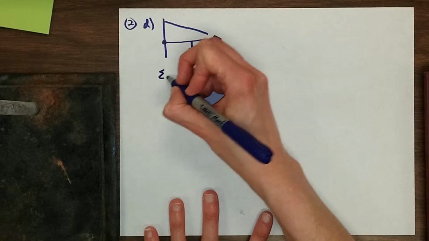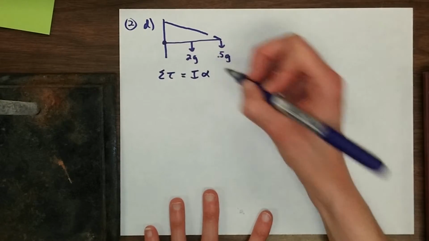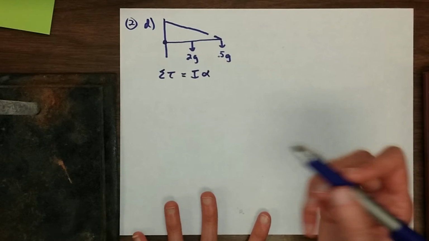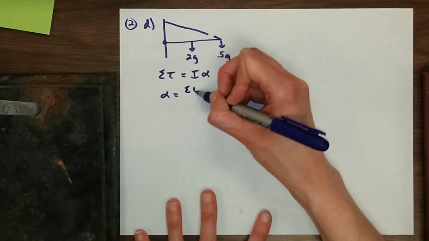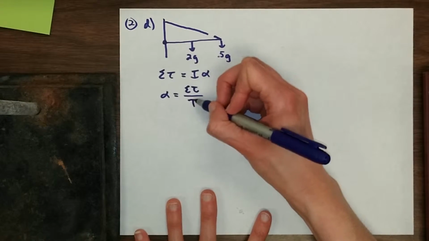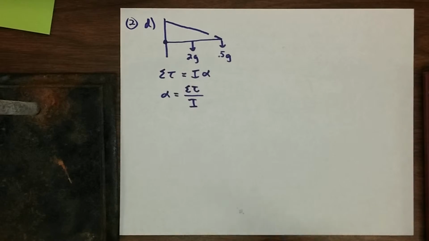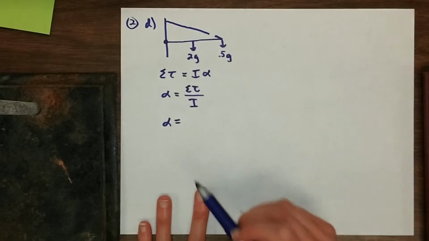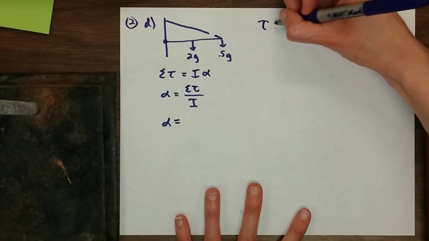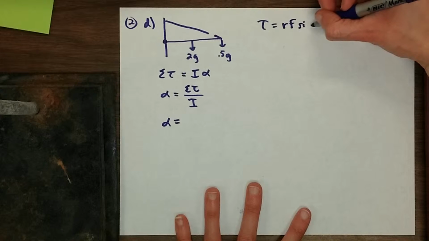So we know that the net torque has to equal I alpha. And we're trying to find alpha. So I'm going to go ahead and rewrite that as angular acceleration will be the net torque divided by the rotational inertia of the whole rod-block system. So net torque, we have our two forces creating torque. Each torque is RF sine theta.